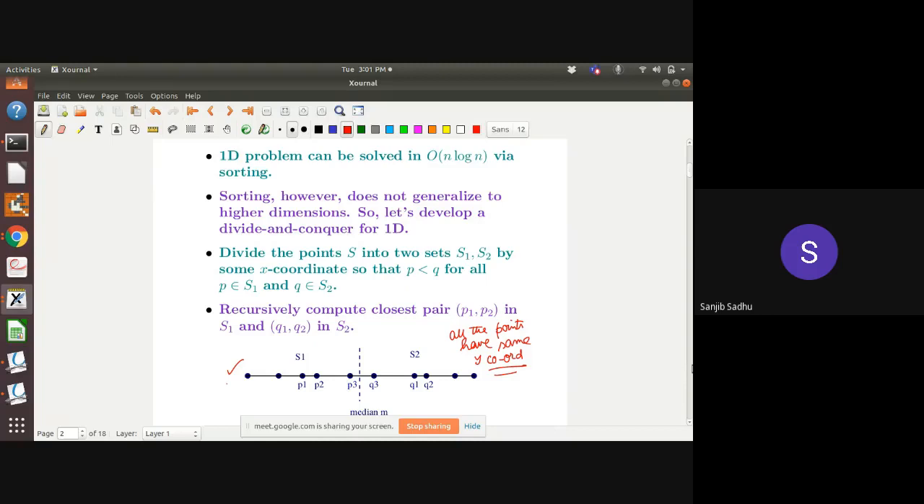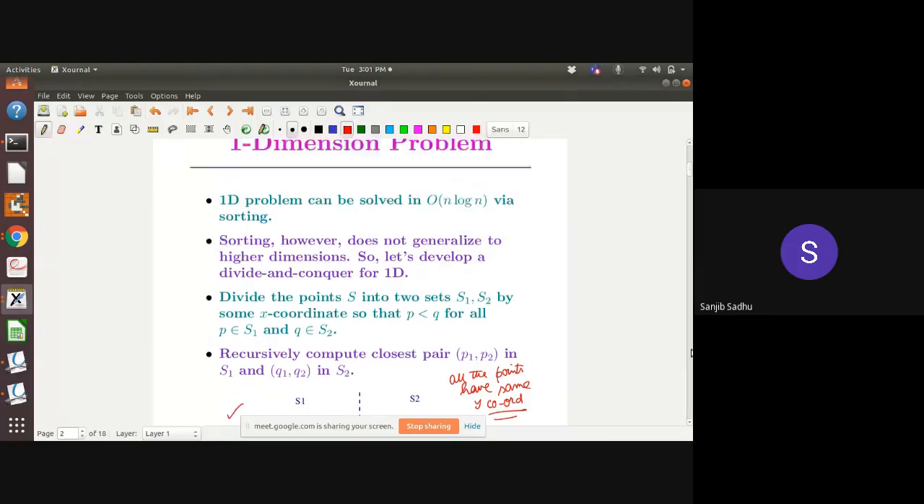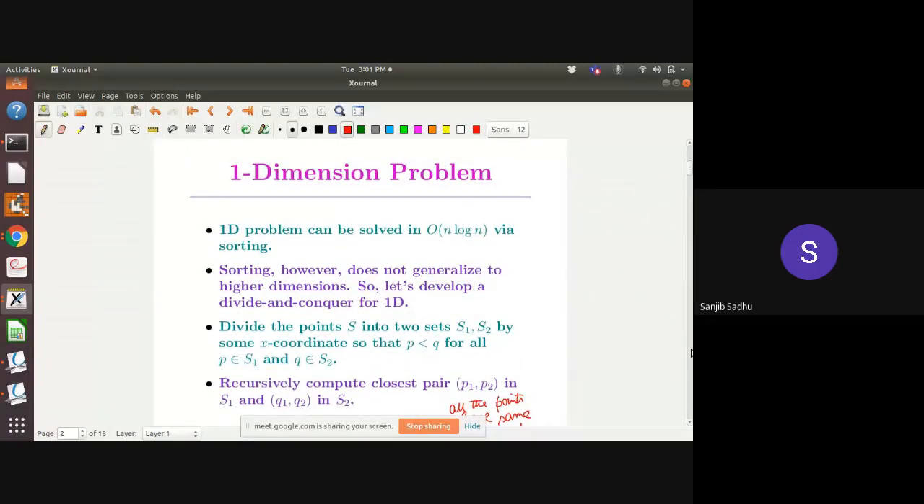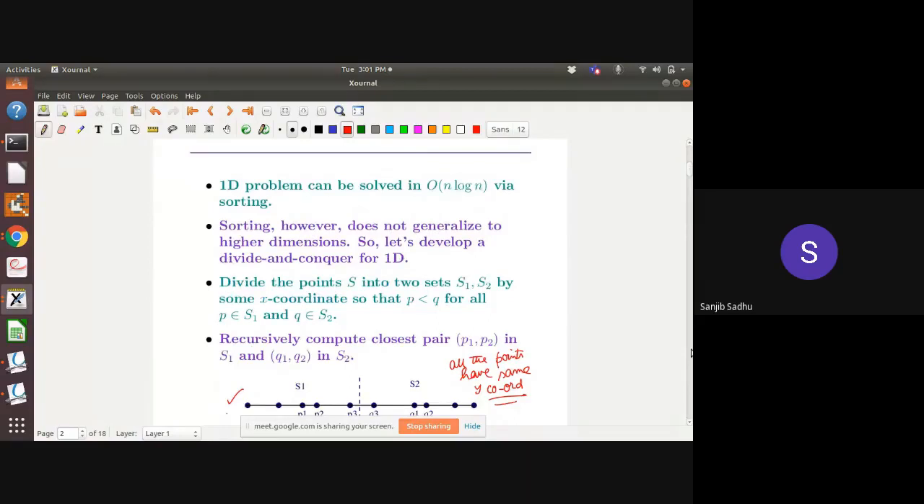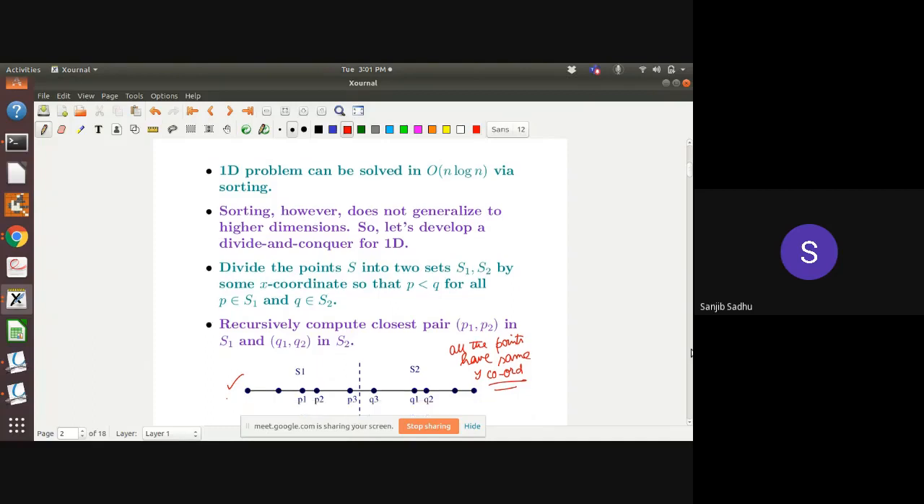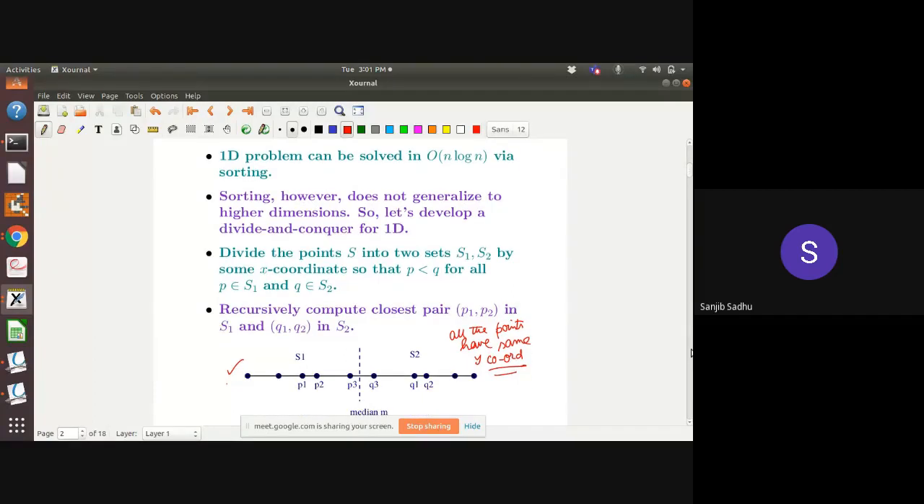So in the 1D case, all the points are on a line. How can I solve this problem in O(n log n)? I will sort all the numbers. Fine. But please remember, sorting does not help in higher dimension. In 2 dimensions, they have x and y coordinates. Here I am sorting just on the x coordinates. Clear?